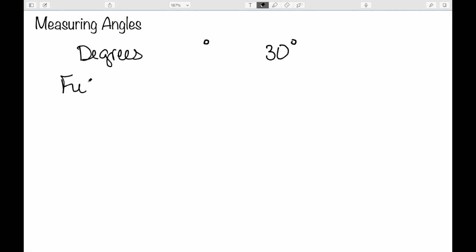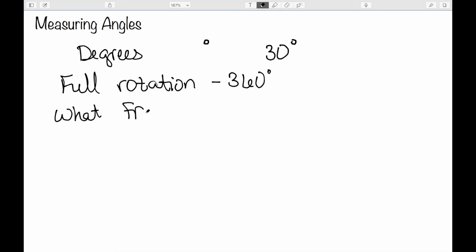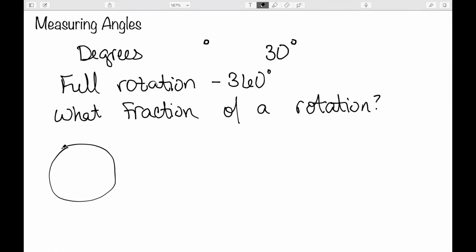Well, a full rotation is going to be 360 degrees. So what we want to know is what fraction of a rotation do we have? So we think of our full circle as being 360 degrees. If I rotate fully about the circle, then we would have a full rotation of 360 degrees.